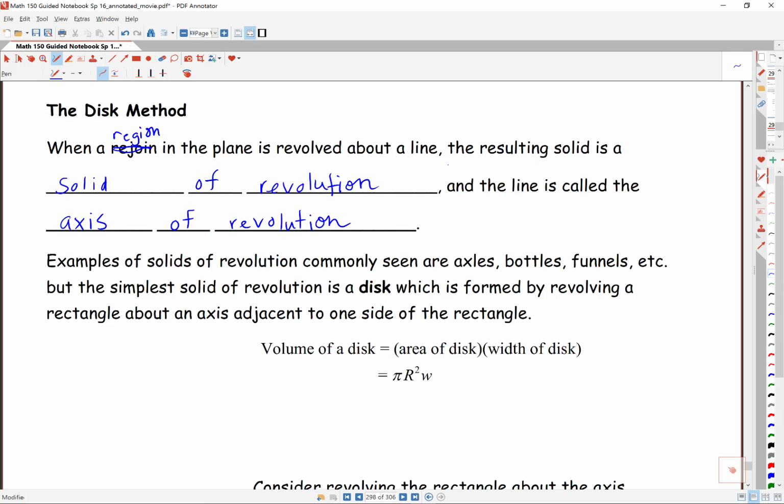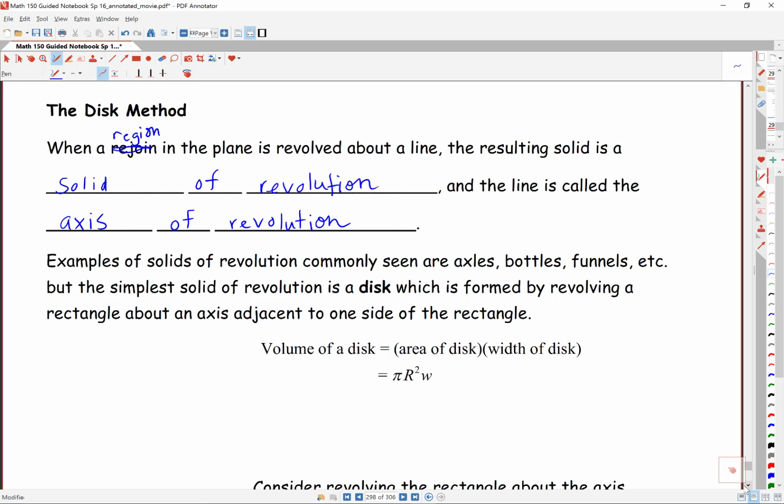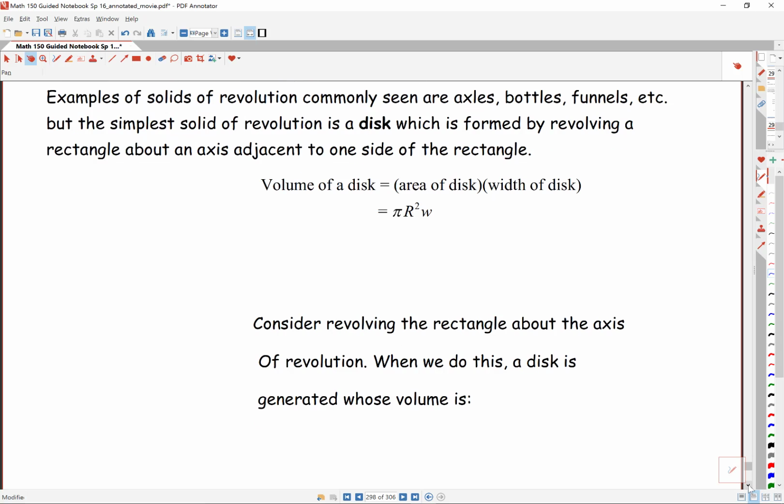Right? So you've seen these in life all the time. Axles, bottles, funnels, bowls, anything like that is an example of something that we'd be able to find the volume of today after the lesson. But we're going to just take a look initially at what's happening with the volume of a disc. So think about a CD, a real thin disc, if you guys even know what those are anymore.